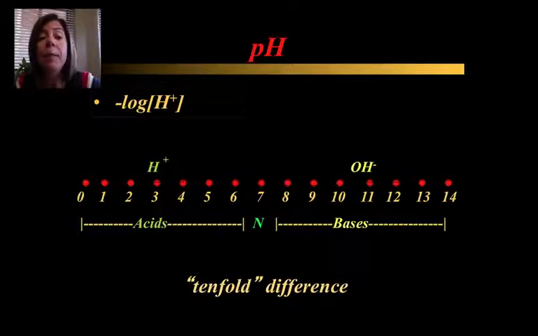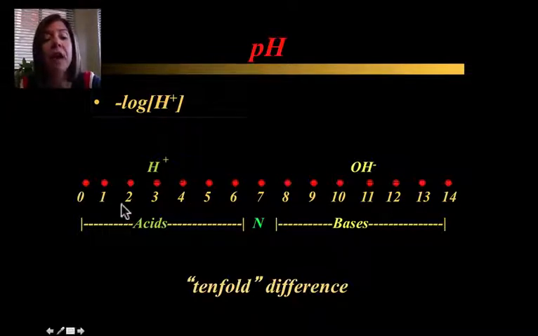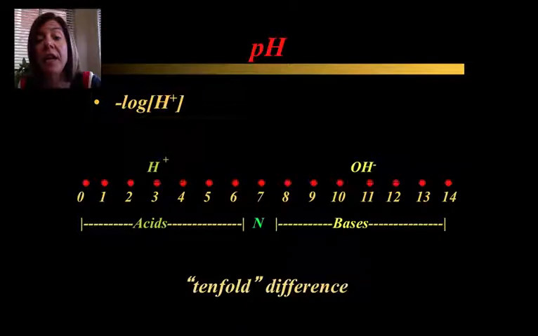Basically, what pH is by definition is the negative log of hydrogen ions. And as I mentioned yesterday, water is the only substance that has a true neutral pH, a pH of 7. If you look at our pH scale, you'll notice that we have 0 to 14, with 7 being right in the middle. 7 is neutral. That means you have an equal number of hydrogen ions to hydroxide ions.